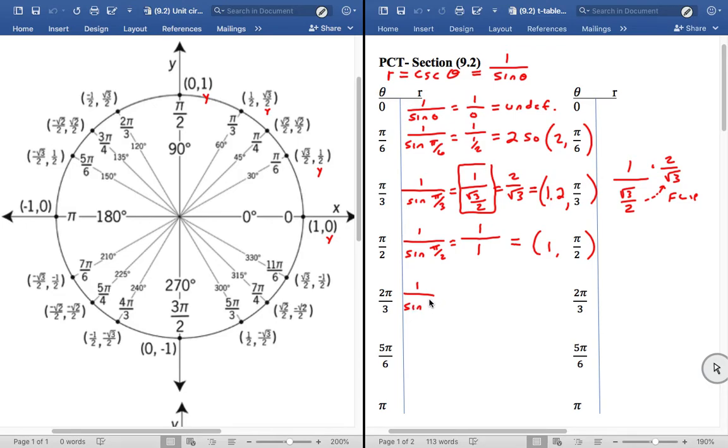We're over to the sine of 2 pi over 3. And I will tell you right now that the y coordinate of 2 pi over 3 is rad 3 over 2, and we're going to get the same answer as we got for the pi over 3, aren't we? Flip it, you get 2 divided by rad 3, and that's just going to be 1.2 again.